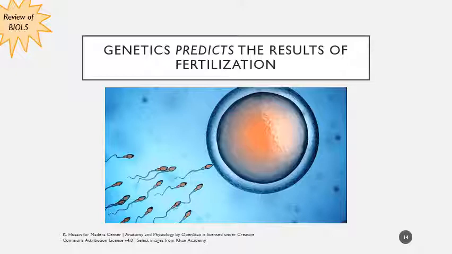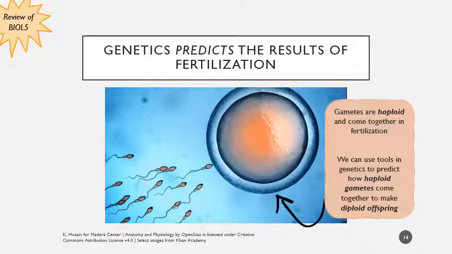So again, genetics fundamentally predicts the results of fertilization. Those gametes, the egg and sperm, are haploid, and they come together in fertilization to create a new diploid offspring. So when we solve problems in genetics, we're making haploid gametes, and then we are kind of predicting the results of those gametes coming together in diploid offspring.